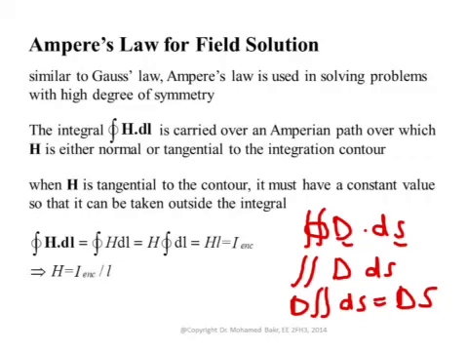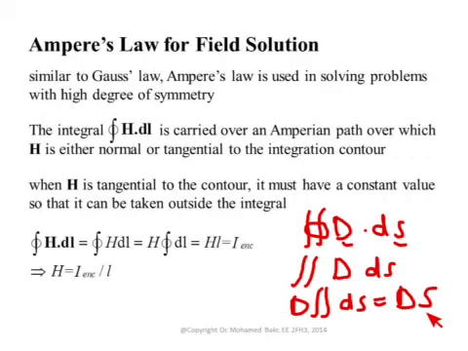Over this contour, H is constant, and it's either 0, so it does not give me any contribution, or constant and in the same direction as dl. So H dot dl will give me a scalar H dl, and because H is a constant, I can take it out. Then the integral of H dot dl becomes H multiplied by the integral of dl, and the integral of dl over a closed contour gives the length of this contour, L.